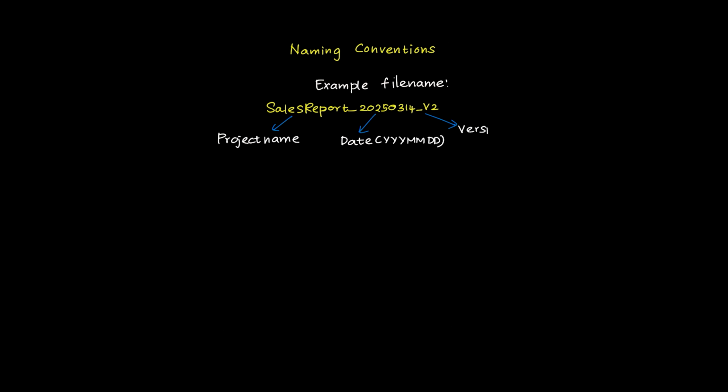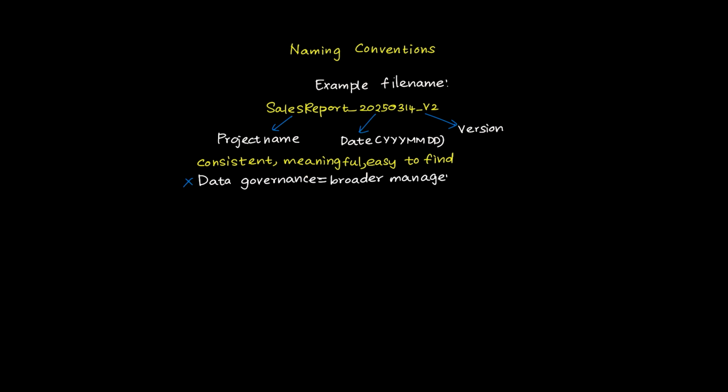The YYYYMMDD date format specifically follows the International Date Standard. It sorts chronologically and avoids confusion between date formats used in different countries. Data governance is the broader process for managing all of a company's data assets. Naming conventions are one piece of that puzzle, but the question asks about the specific practice of standardized file names, not the whole governance framework.